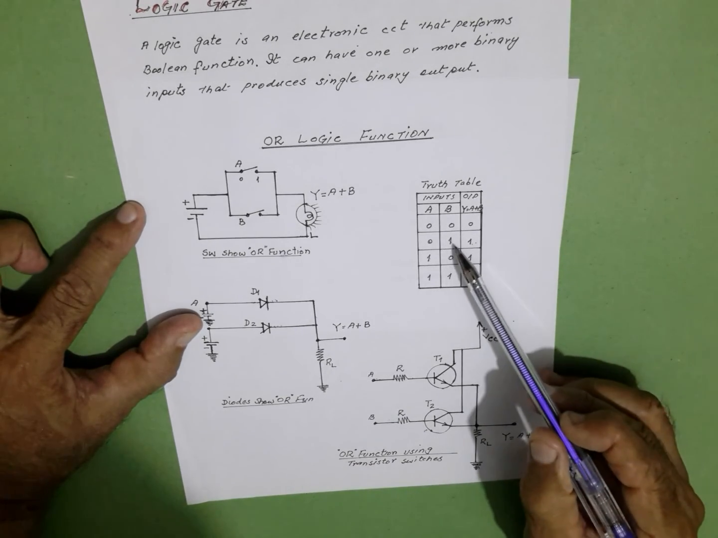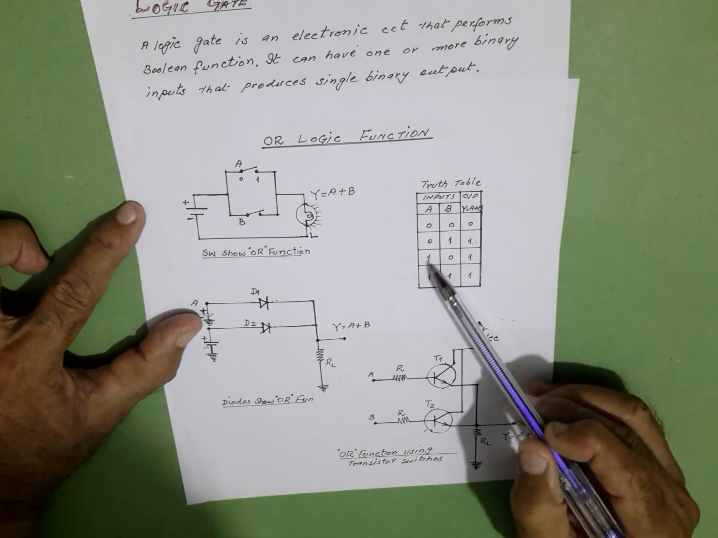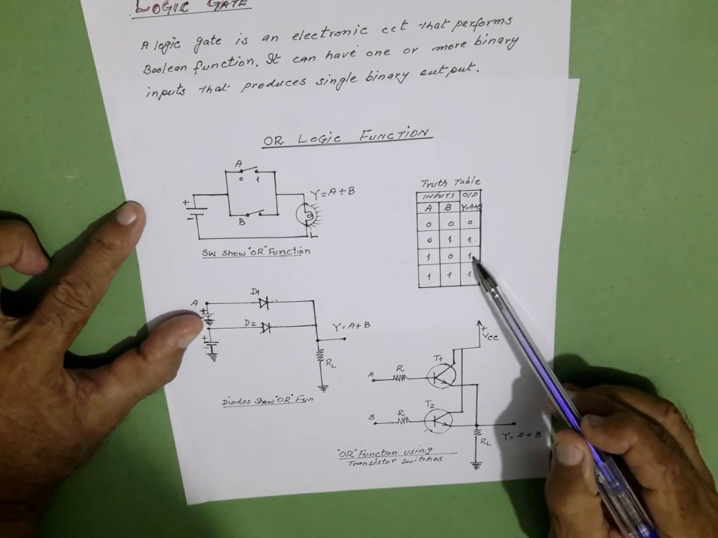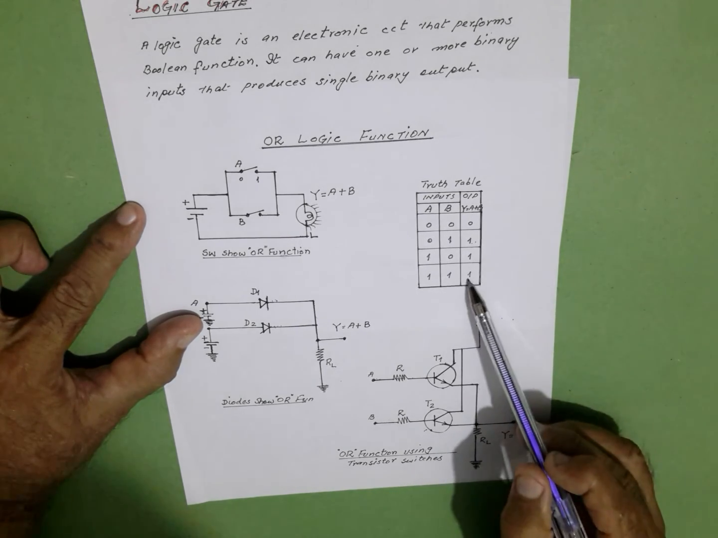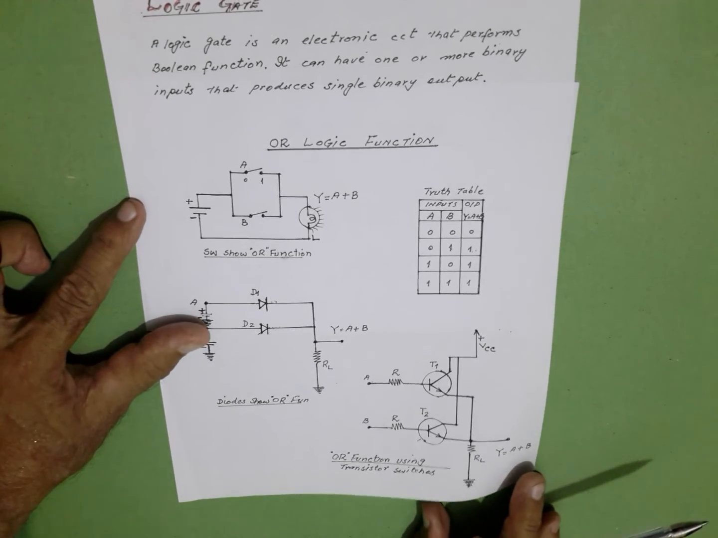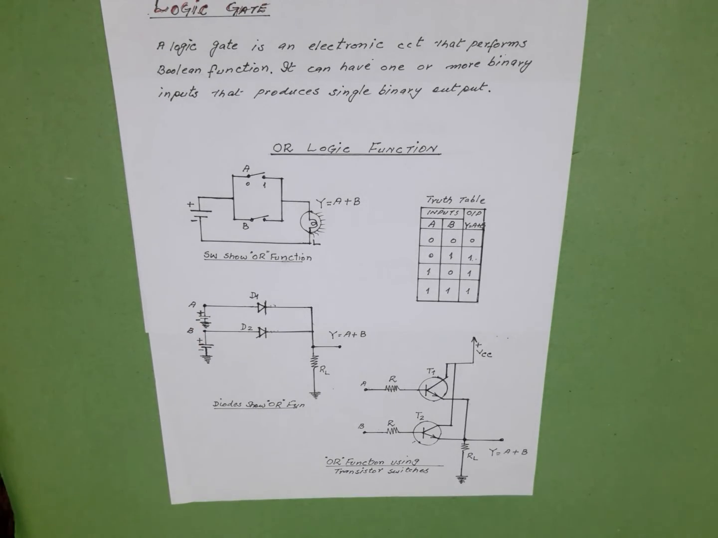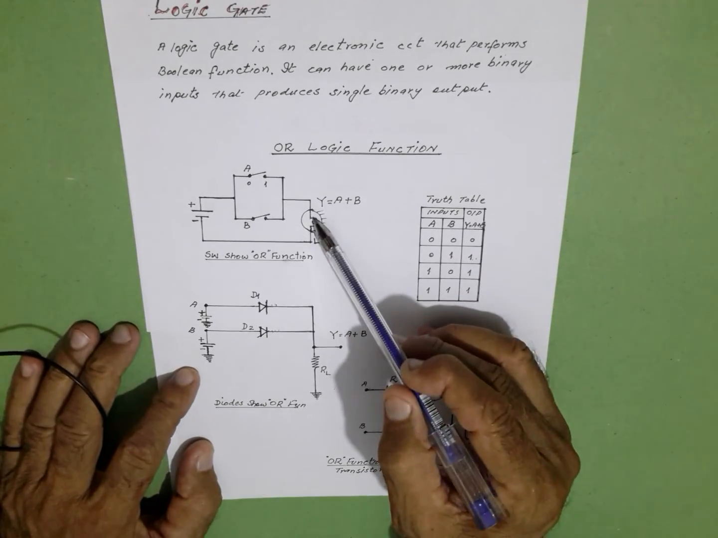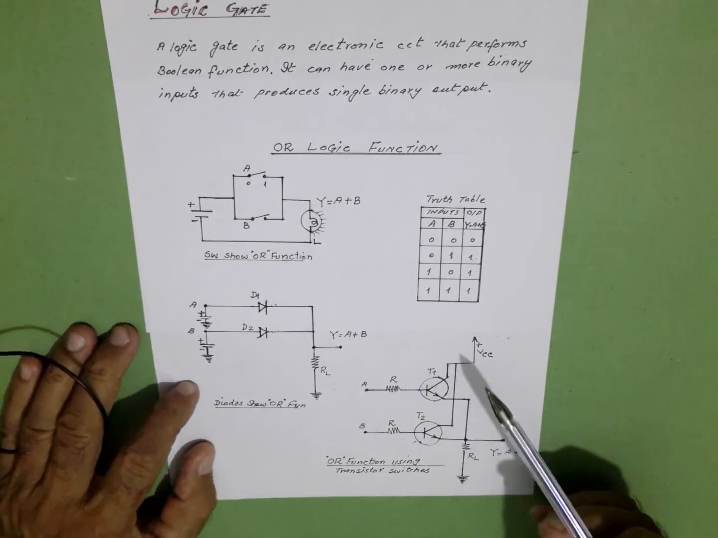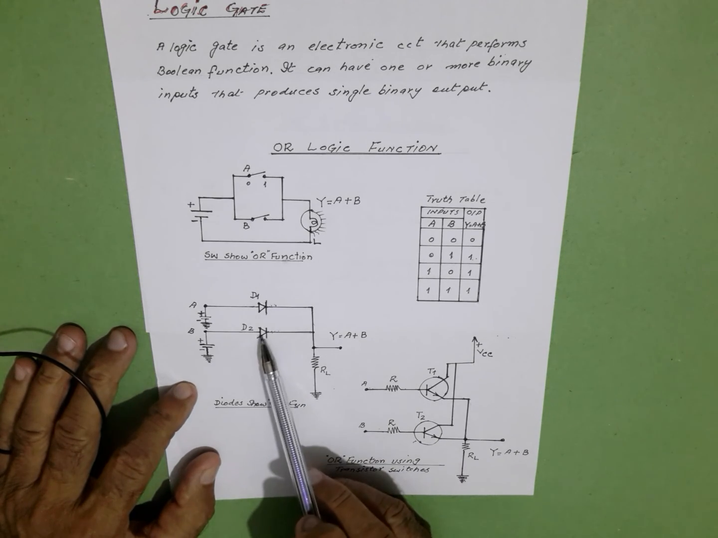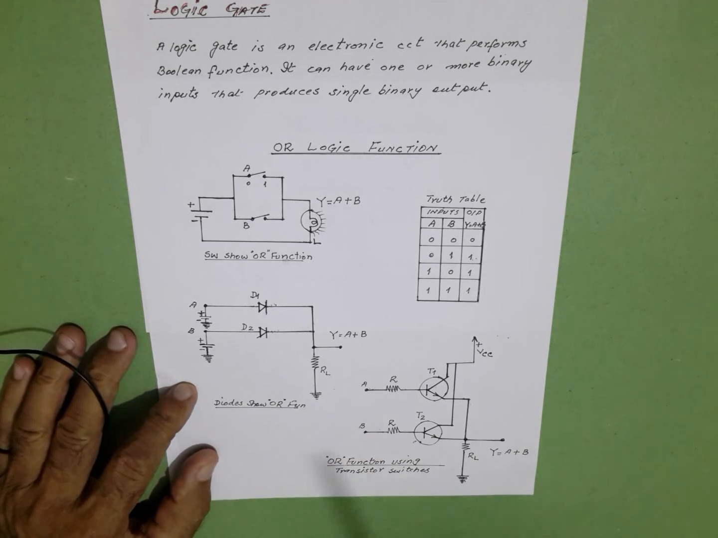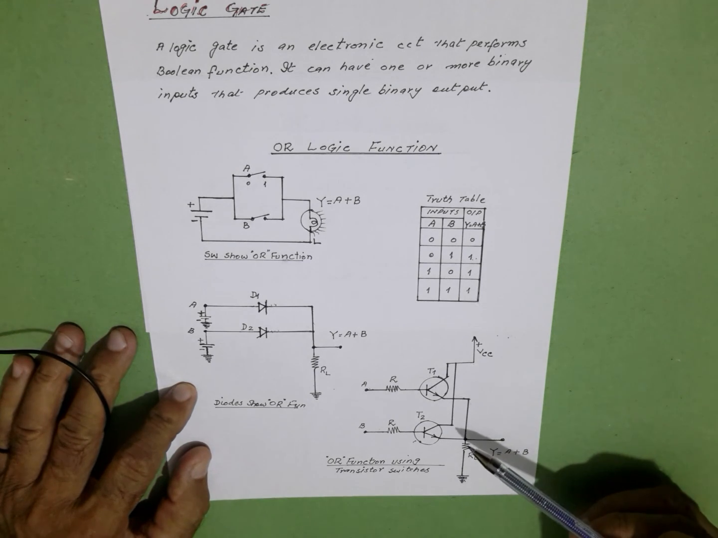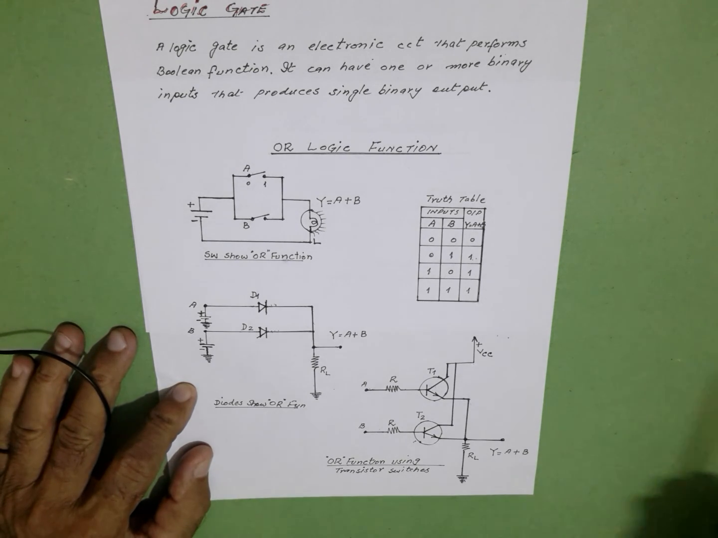Because when any of the inputs is 1, the output is 1. Here the input is 1, the output is 1. When both the inputs are 1, the output is 1, and therefore we have performed the logical addition or OR gate function by using two switches in parallel, with a battery and a lamp. The same can be performed by using two diodes in parallel, and the same OR gate logic function can be performed by using two transistors.